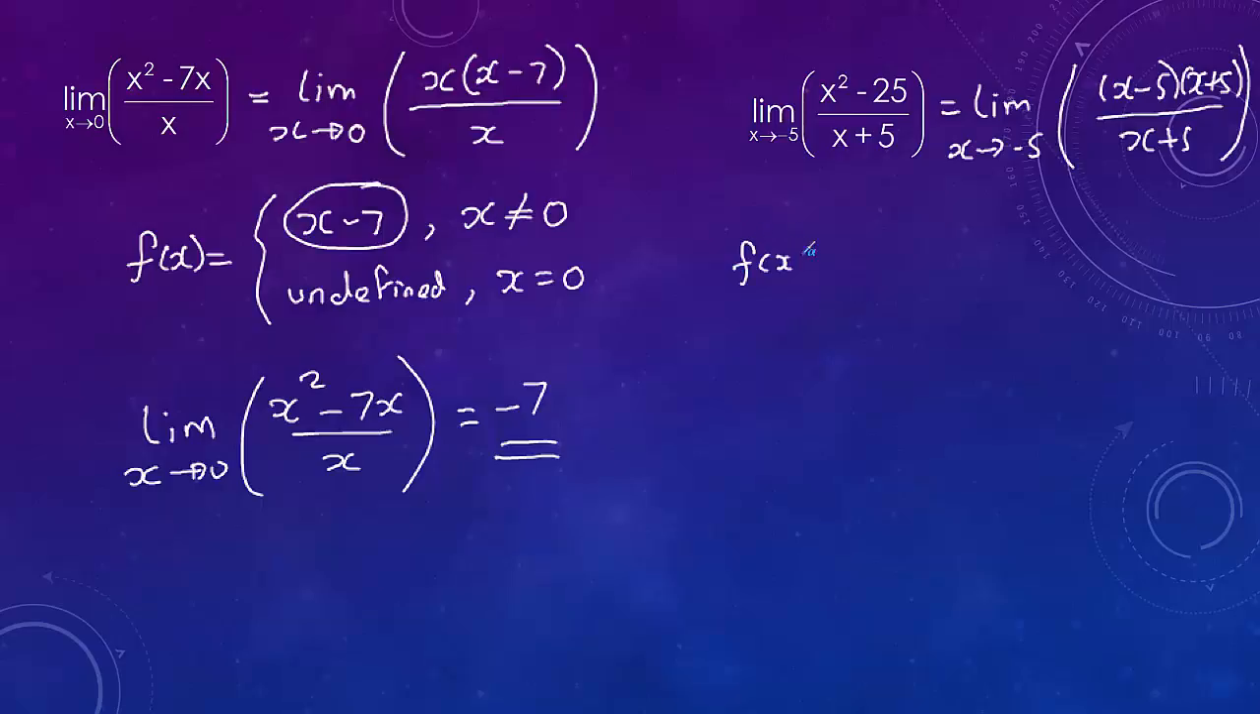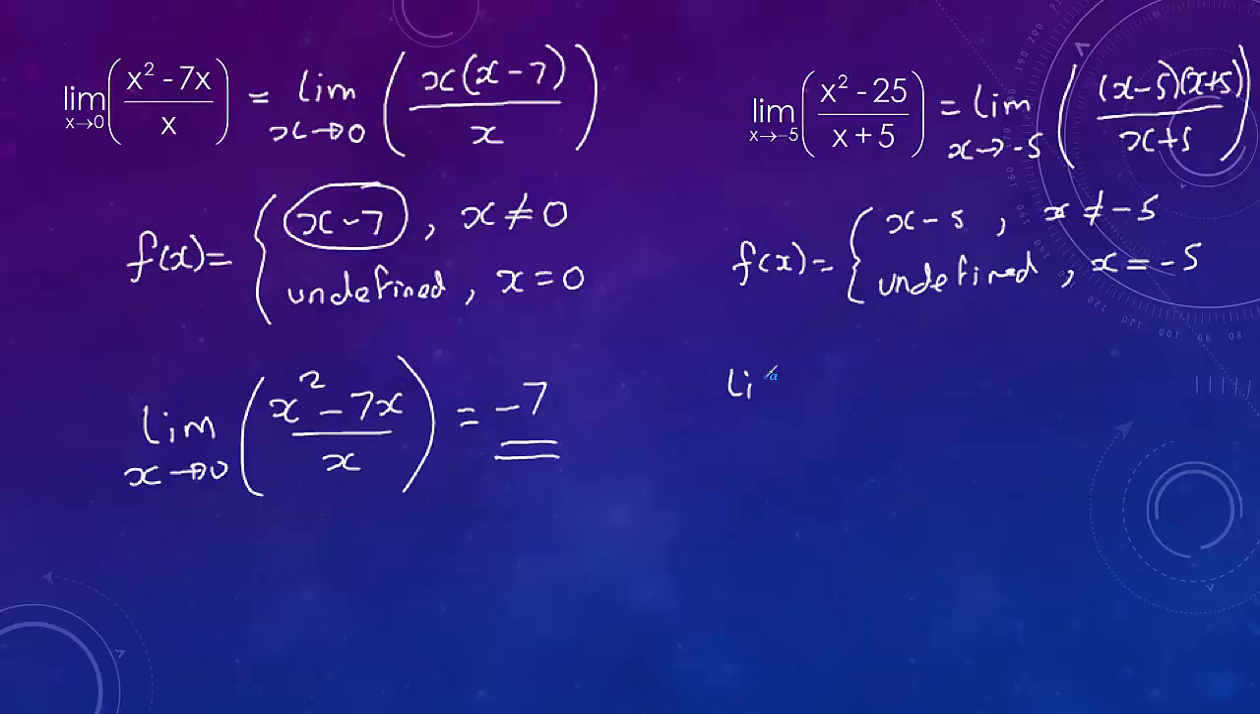What we could say here is that f of x is, sorry, we're going to cancel x plus 5, so it'll be x minus 5 in the case where x is not equal to negative 5. So if x is not equal to negative 5, this is not 0, this is not 0, and we can cancel them. And it's undefined in the case where x is equal to negative 5.